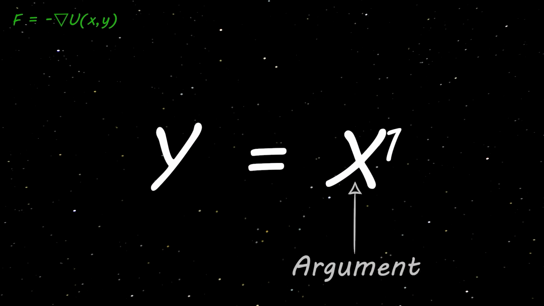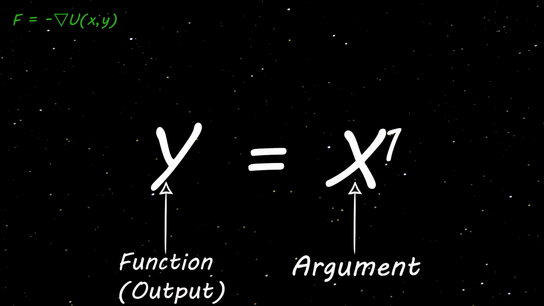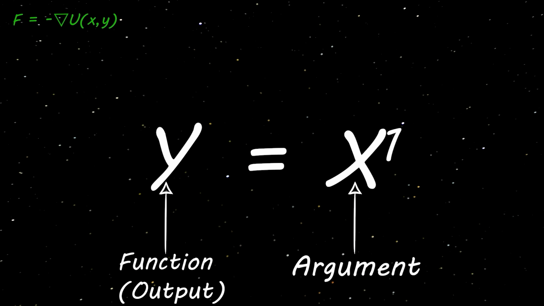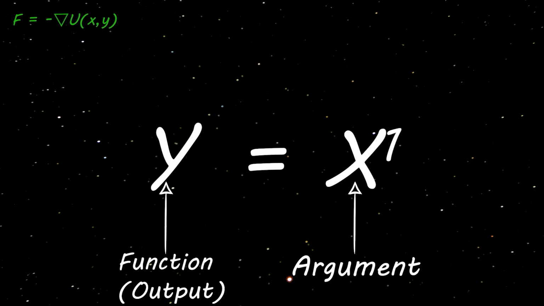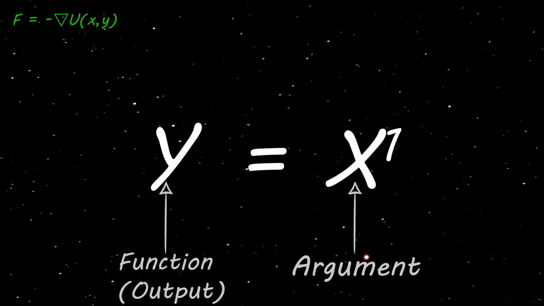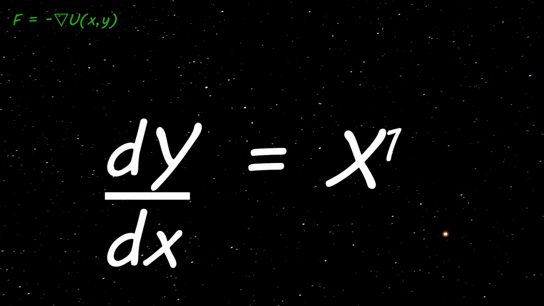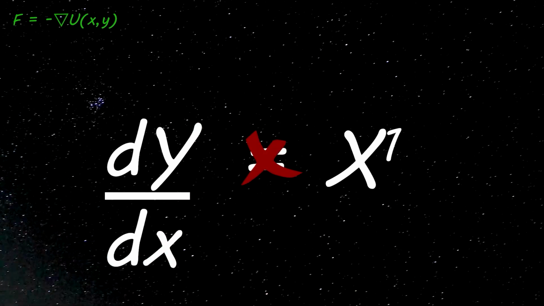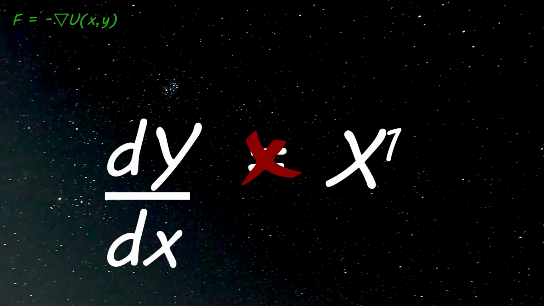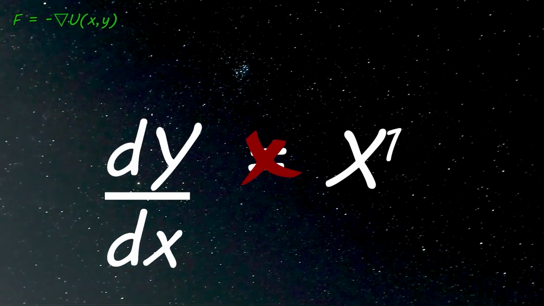X is known as the argument and Y is known as the function. Function basically means output, and Y is an output of X. If we want to know how Y changes based on X, we call that dy by dx. dy by dx is not equal to x to the power 1. By the way, x to the power 1 and x are the same thing. I just wrote it in this form so it'd be easier to demonstrate what I'm trying to show.